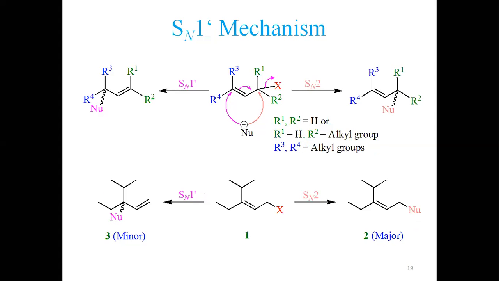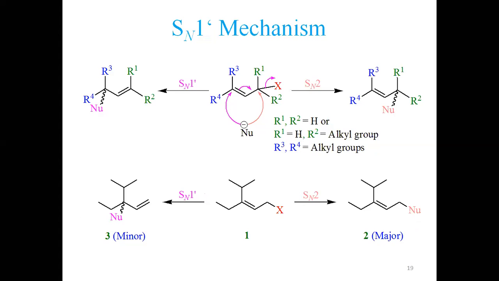This is totally opposite. What we are doing is the same substrate, but we are defining R1, R2, R3, and R4 as entirely different, entirely opposite. In the previous example, you have seen R1 and R2 were alkyl groups. But here R1 and R2 are hydrogen, or one of them may be an alkyl group and one of them hydrogen. It means this carbon may be primary or this carbon may be a secondary carbon.